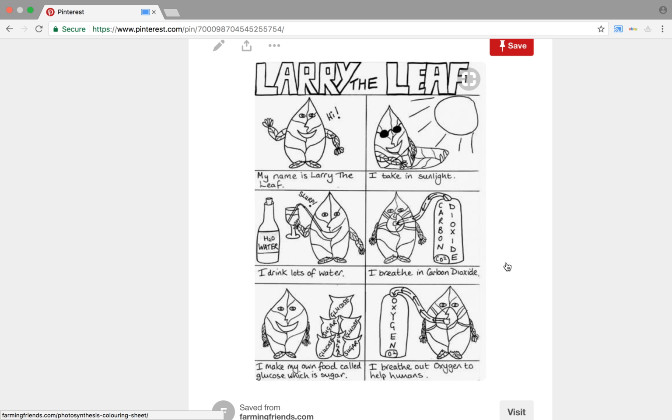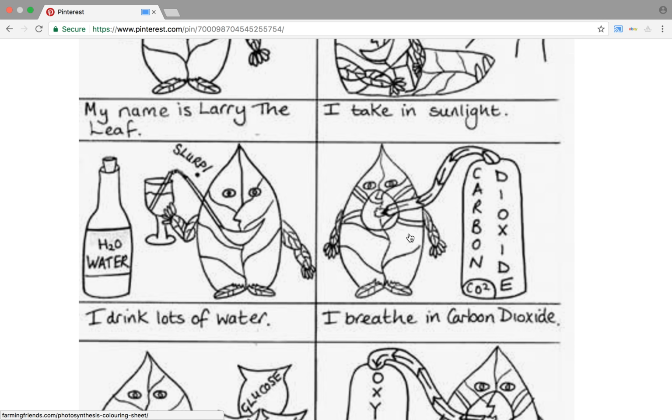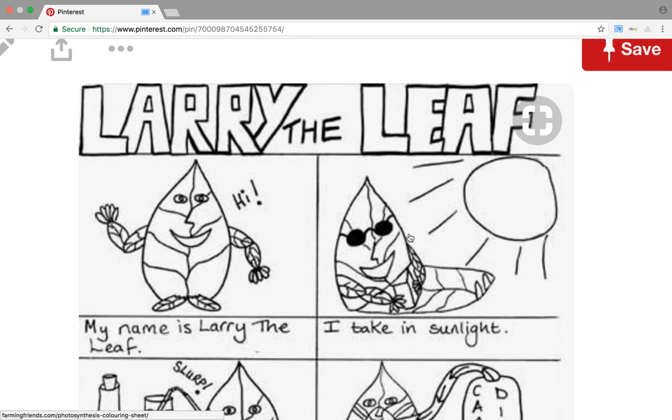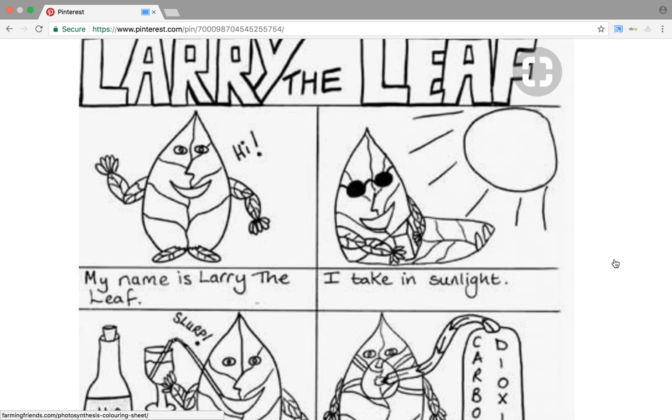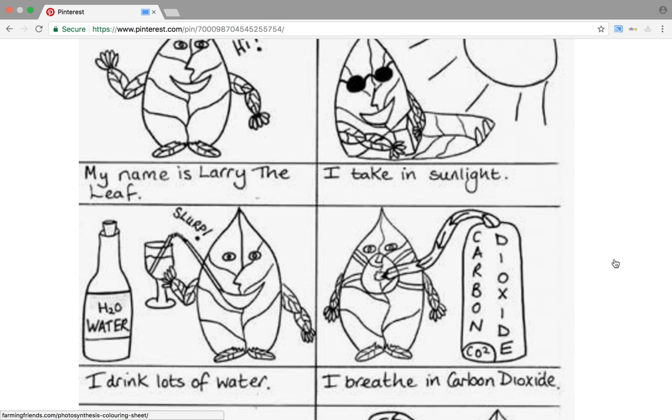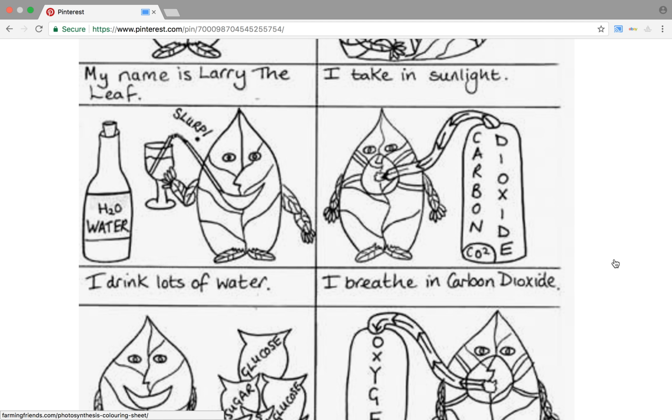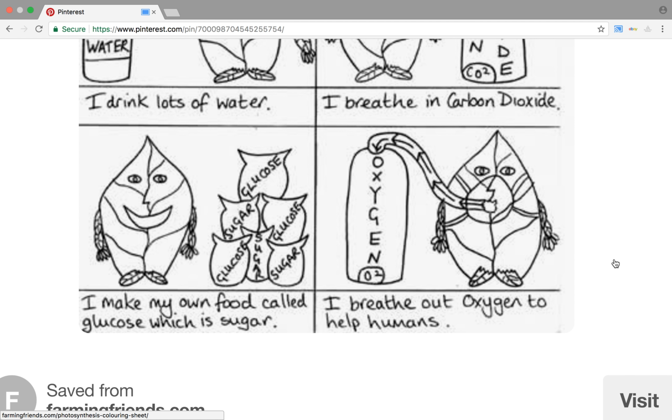Okay, so this is just photosynthesis, right? Photosynthesis only. The leaf looks so creepy. I know, right? Okay, let me read the leaf. I take in sunlight and water as well, and breathe in carbon dioxide. And then after that, I make my own food called glucose, which is the sugar. So in the process of photosynthesis, sugar or glucose is produced.